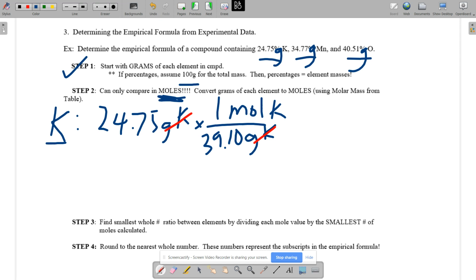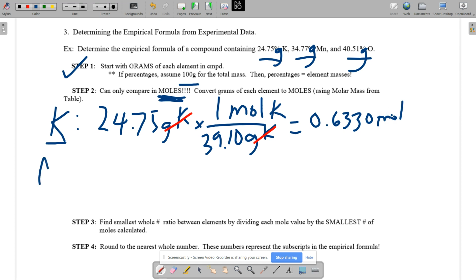24.75 divided by 39.10 is... 0. And I'm going to take this to the right number of sig figs too. There are 4 sig figs here, 4 sig figs here. So 0.6330, I would say. Yes. All right. So can you guys do that for the other 2 elements too?